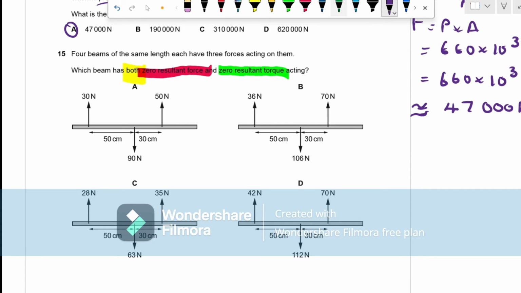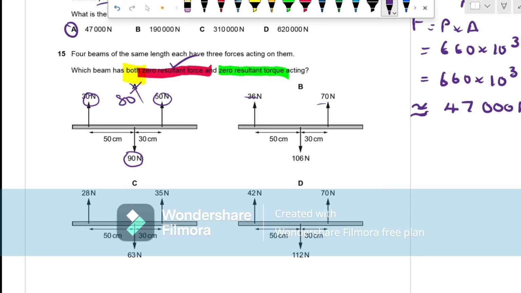And you know torque, guys: the sum of clockwise moments must be equal to the sum of anti-clockwise moments. So basically that is what I want to test here. So let me go on my expedition. Beam A: I have 90, I have 30, I have 50. Above here it's 80, 90 down. That's wrong, right? The resultant force is not equal. 36, 70, that's 106, 106, that's correct. 28, 35, 63, 63, that's correct. 42, 70, 112, 112, that's correct. So B, C, and D are correct with regards to resultant force.